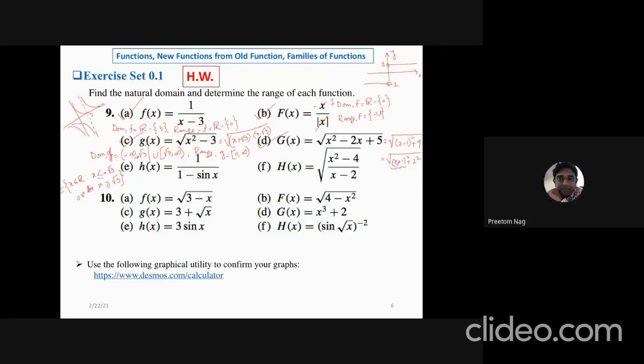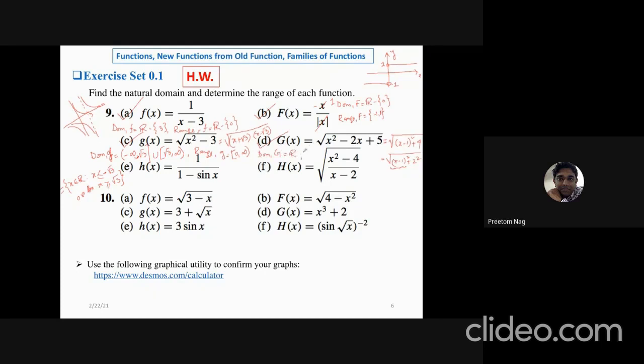That's why you can consider any value of x here. If the value of x is positive, this will be positive, and even if the value of x is negative, this will be positive. So then the domain of G is the set of all real numbers.